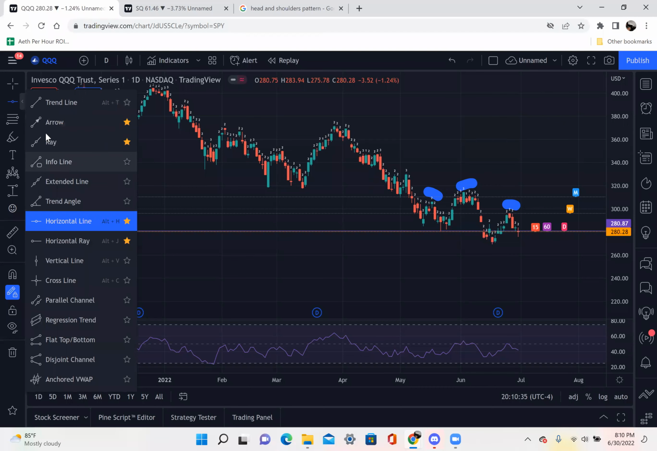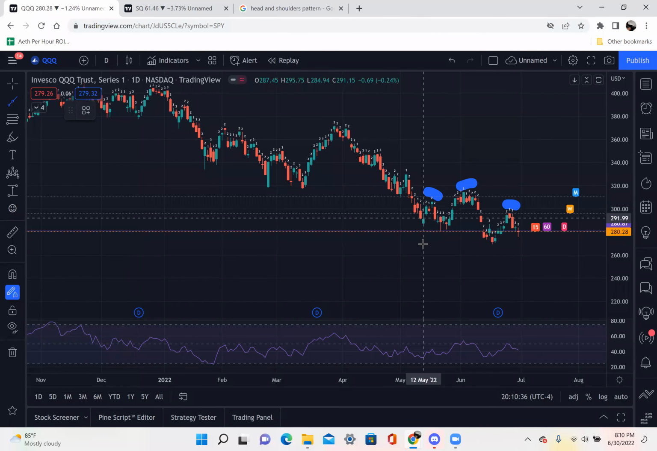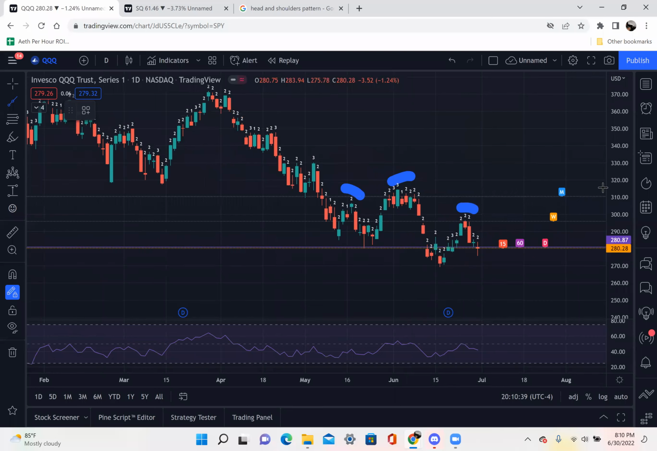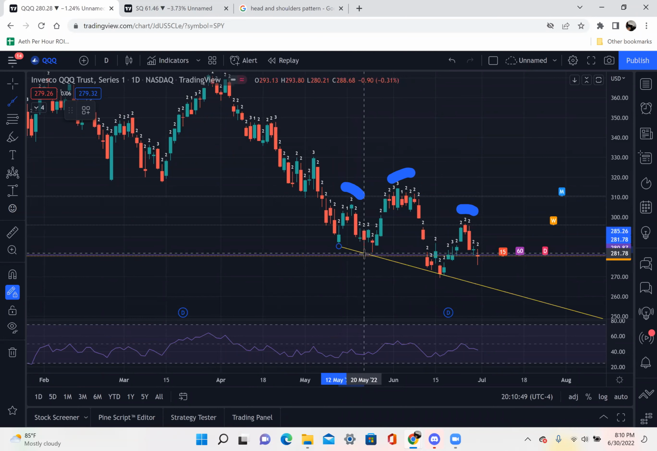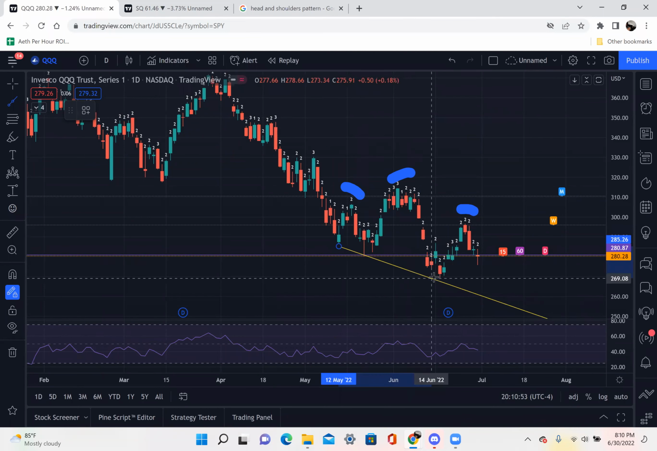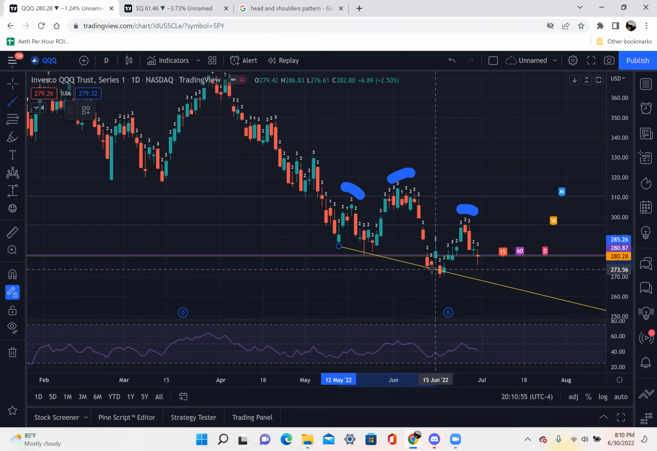So I'm just gonna grab the ray, and what I'm going to do is make it a little bigger. I'm gonna grab it from a low right here. I know I can go to any one of these lows, but it's just how my eyes are trained to look at the chart by now. So I'm gonna grab it from this low and bring it down. I want it connected to another low, but that's not my main objective.